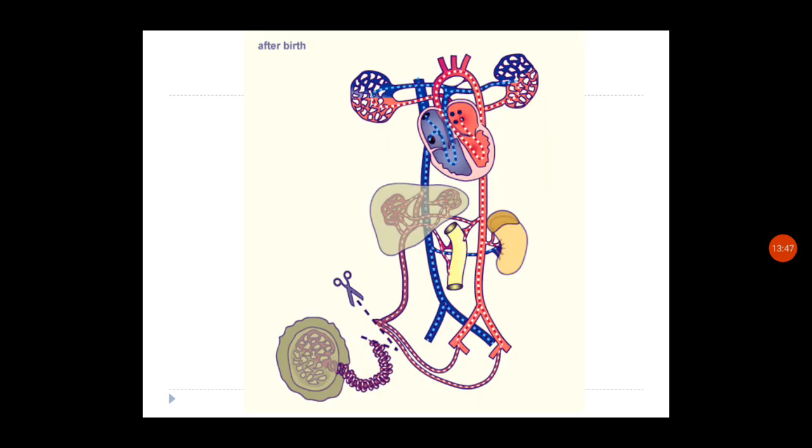Okay, so the major change which is causing the changes in the fetal circulation after birth is the cutting of the umbilical cord. At birth, there will be cessation of the placental circulation with the clamping or the cutting of the cord.